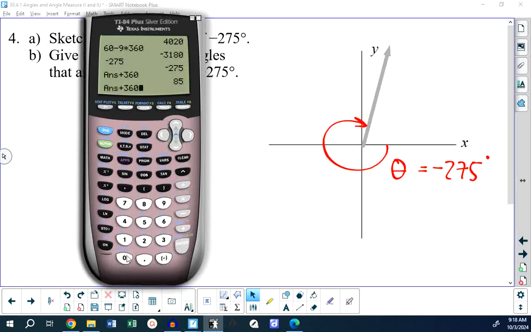Plus 360. That's a coterminal angle. Negative 275 minus 360. These are all coterminal angles with negative 275. And again, you can feel free to write down any of them. The important thing is you understand how we're getting coterminal angles. There's not one answer. There's an infinite number.